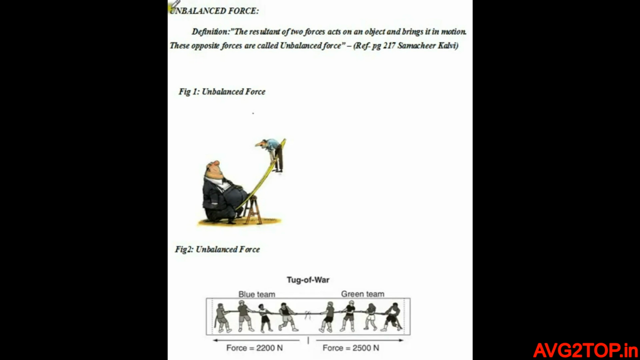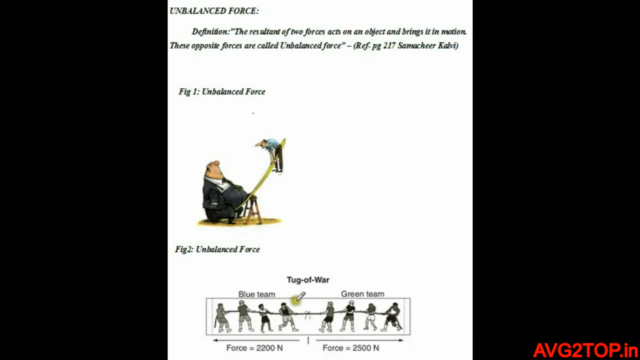Now we talk about what is unbalanced force. Coming to the definition, the resultant of two forces acts on an object and brings it in motion. These opposite forces are called unbalanced force. Consider this example. A fat guy was sitting on one side of the seesaw and a lean guy on another side. Will the force exerted on both sides remain the same? No. It is referred to as unbalanced force because it makes the seesaw move. The fat guy will have more force than the lean guy. So force always depends on the mass of the object and the acceleration.